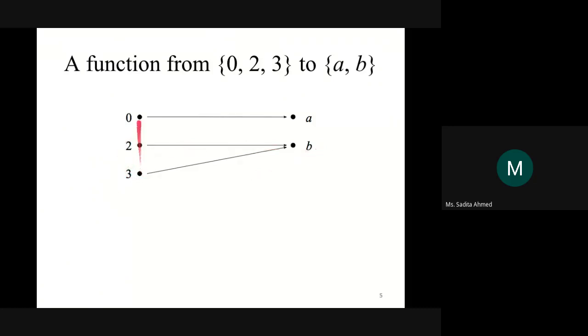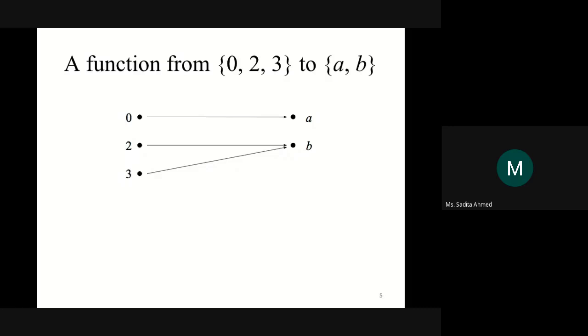The two conditions are that each element on the left-hand side has to be mapped, and to exactly one element of the right-hand side. So we have to check whether each of these elements is mapped to exactly one or more than one. If they're mapped to more than one, then that's a problem. However, as you can see, each of them is mapped to only one element. 0 to only 1, 2 to only 1, 3 to only one element, right? This is fine, that's legitimate. Two elements from the left-hand side mapped to the same element on the right-hand side is fine, which is something that you will get as well.